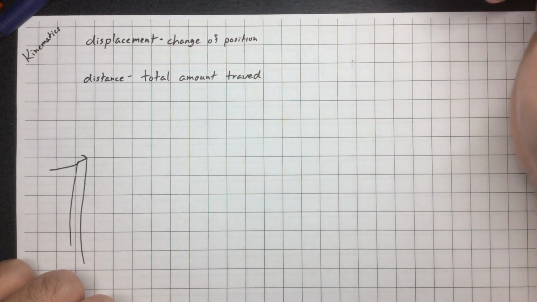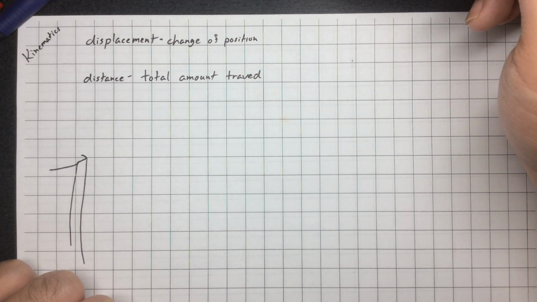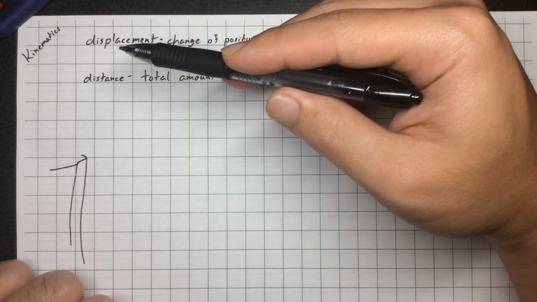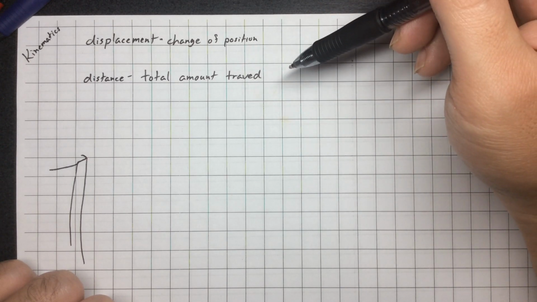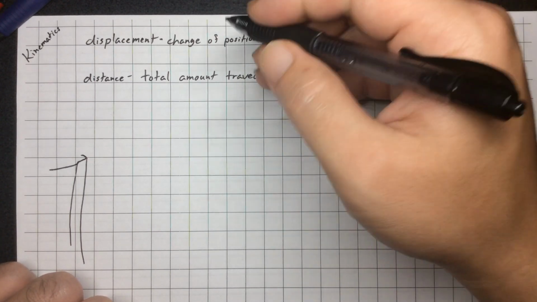One is displacement. That is just a change of position overall. And then the other is distance. That is the total amount that you have traveled.